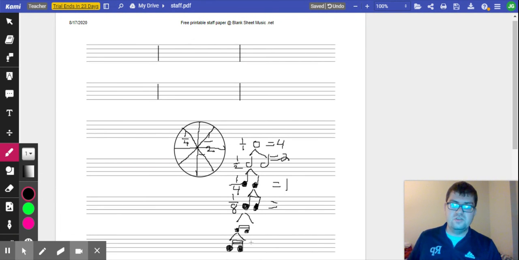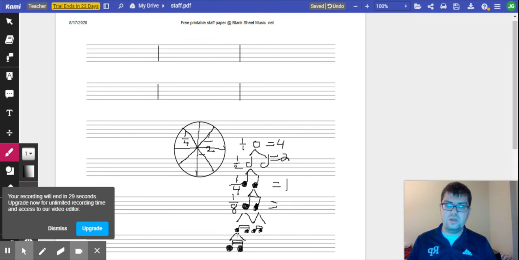All right? Now let's work backwards a little bit. 2 16th notes equals 1 8th note. And 2 8th notes equals 1 quarter note. So if each of these notes is a 16th note, both of these notes together have to equal 4 16th notes. So that means 1 quarter note equals 4 16th notes.